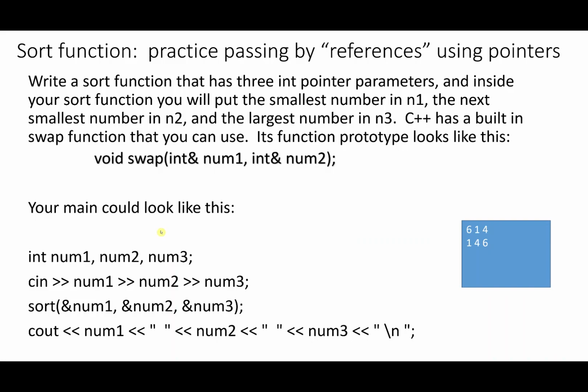So, the sort function. Same exercise I gave you in the reference lecture, right? Create a sort function that has 3 int pointers, not 3 references like last time. Change the references to pointers, and inside your sort function you will put the smallest number in num1, the next smallest number in num2, and the largest in num3.